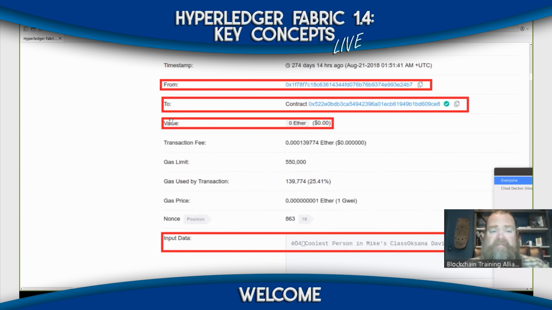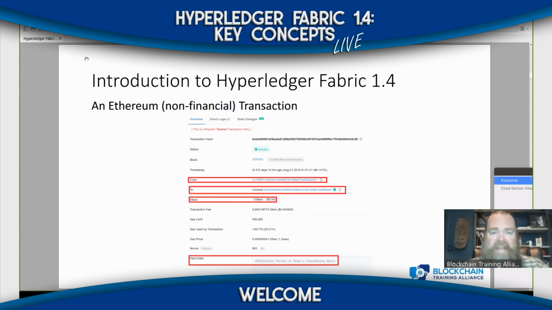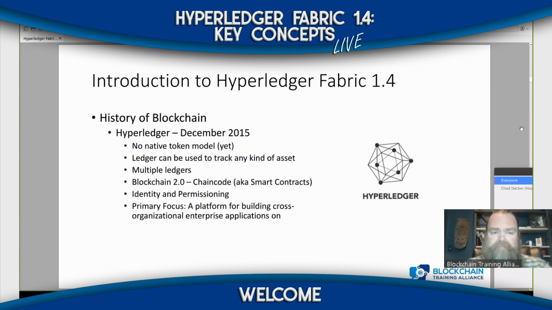You can also see that the value of this particular transaction is 0. This is a non-financial transaction. In other words, we're using the blockchain to record the fact that this account cast a vote in our sample election for this particular candidate. So we're able to deal with financial data, financial transactions, and non-financial transactions as well. So things get a little bit more expanded in Ethereum.